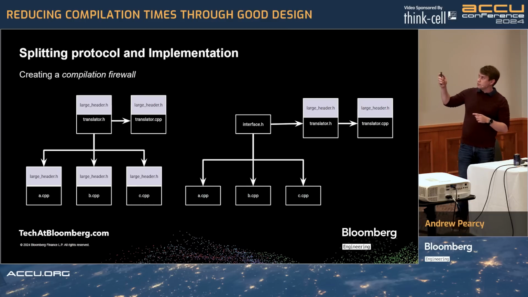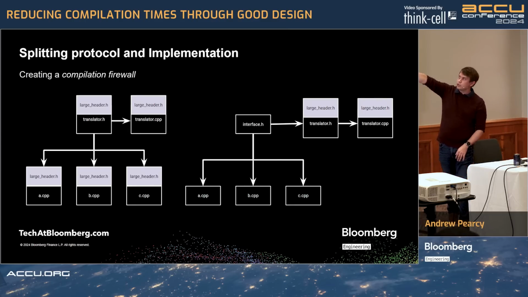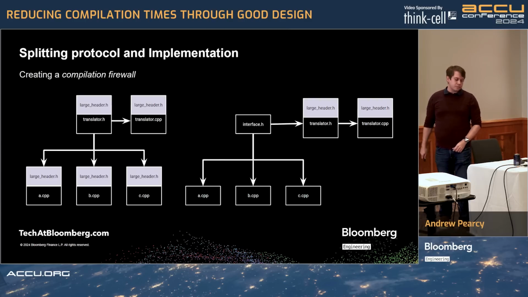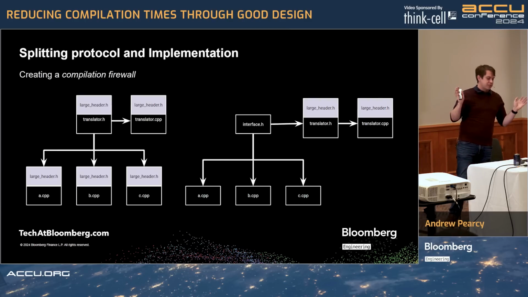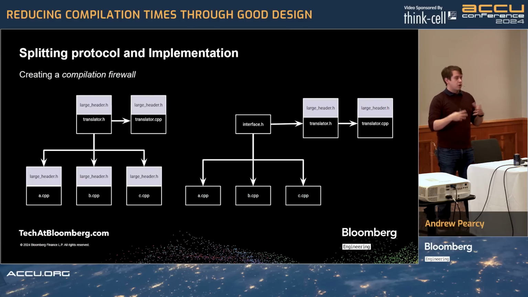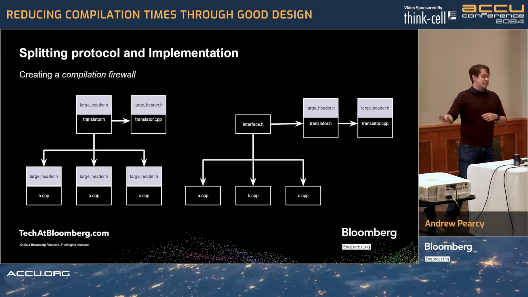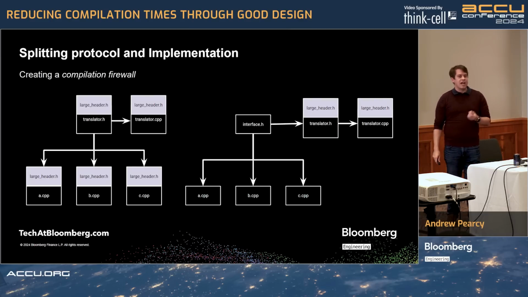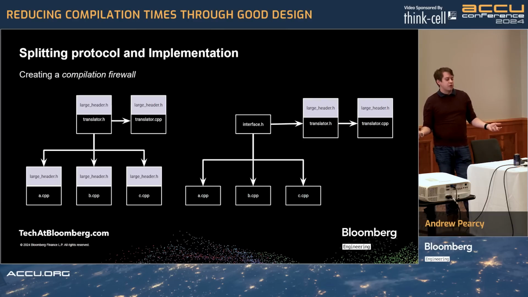Here's a quick diagram for everyone. Left-hand side, if you have your large header, so I've got translator on the left-hand side. We have this large header, which is our TCP client, and that needs to be known about in the translator.cpp. Then you have A, B, and C.cpp, which all need to know how to translate something. And they're transitively having to pull in this really heavyweight header when they really shouldn't have to know about this.